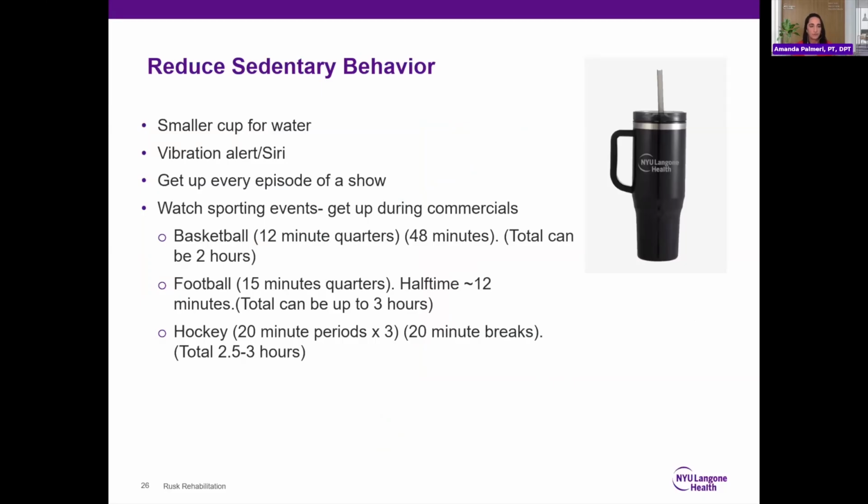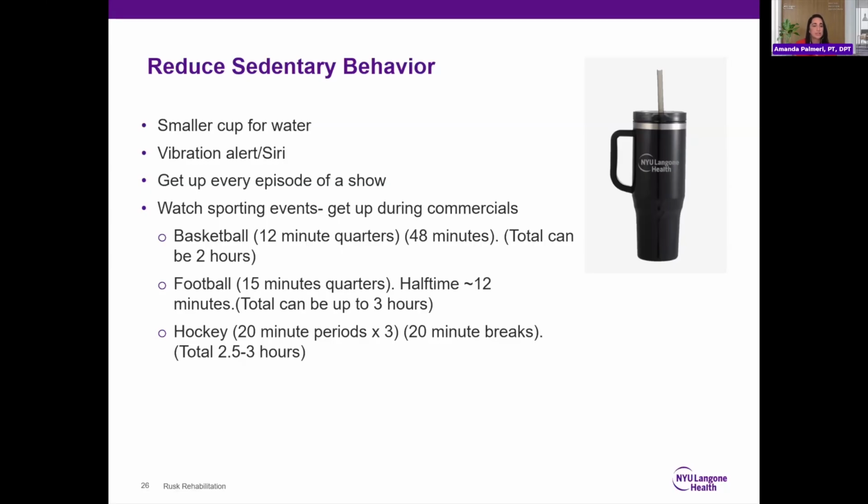To have some kind of alert on our phone, on our watch, that gives us a little cue every hour or so that we should be getting up. And I also outlined here Siri, just because you can say, hey Siri, set an alarm for me to get up every hour as a way to gently remind us that it's time for us to move around.